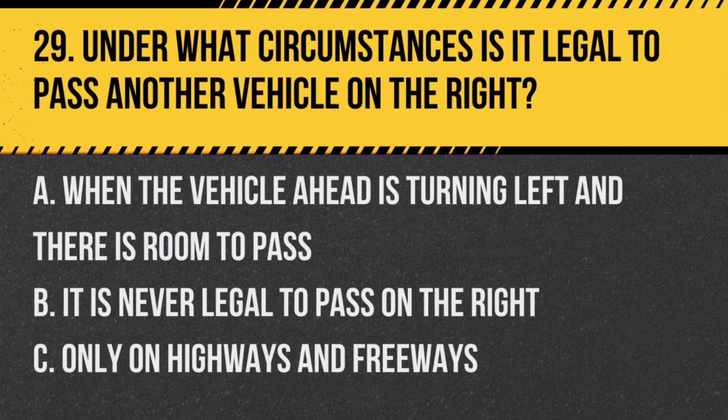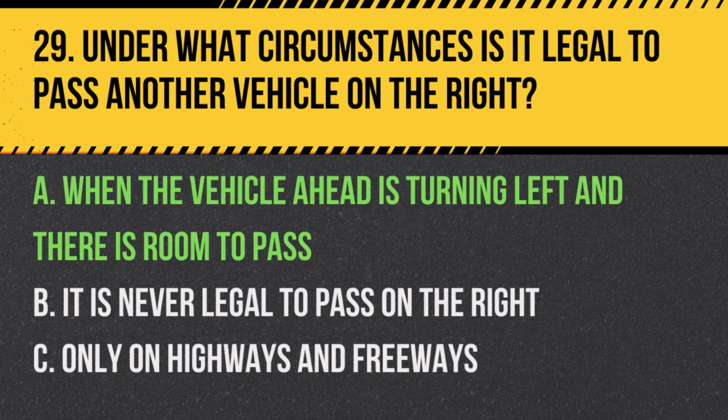Question 29. Under what circumstances is it legal to pass another vehicle on the right? A. When the vehicle ahead is turning left and there is room to pass. B. It is never legal to pass on the right. C. Only on highways and freeways.